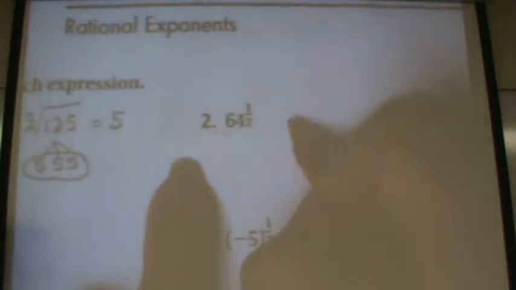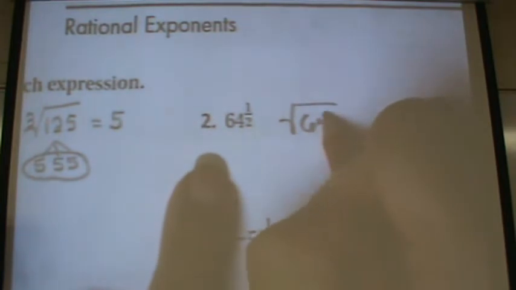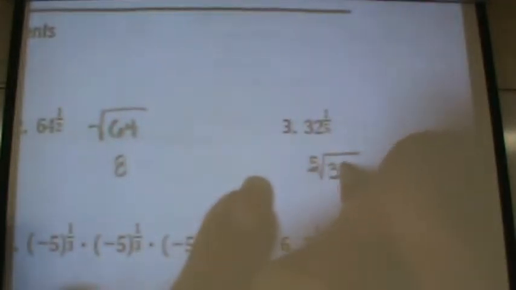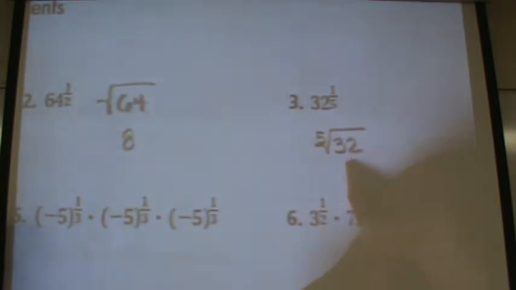Number 2, this is asking for the square root of 64. That's easy. That's 8. This one, we want the 5th root of 32. And 32 consists of how many 2's? 5.